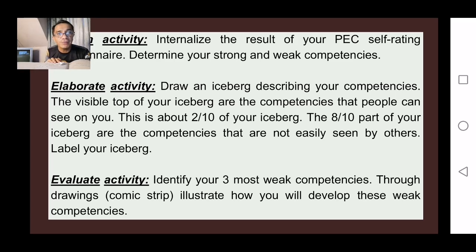So kukunin niyo yan from the 10 PECs. So from the 10 PECs, 2 PECs nasa taas ng surface. And then 8 out of the 10 PECs will be your competencies that are not easily seen by others. Then label your iceberg.